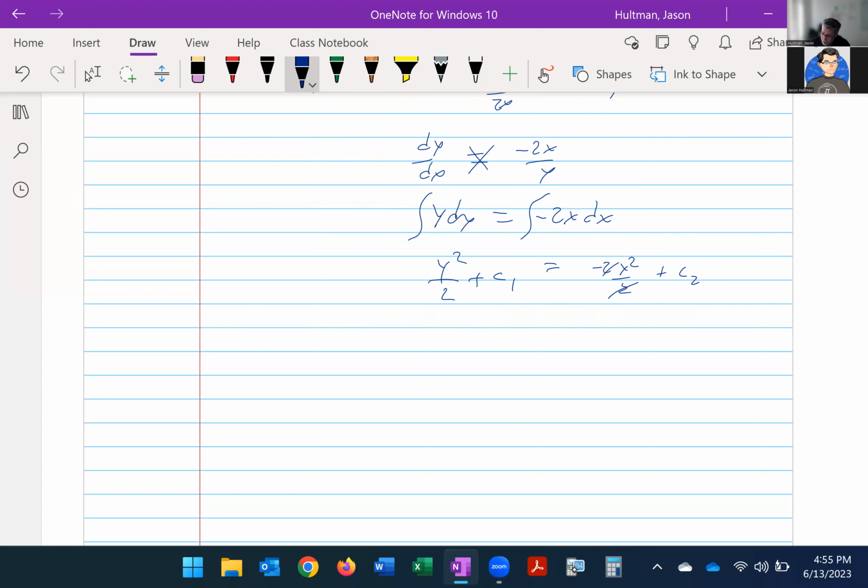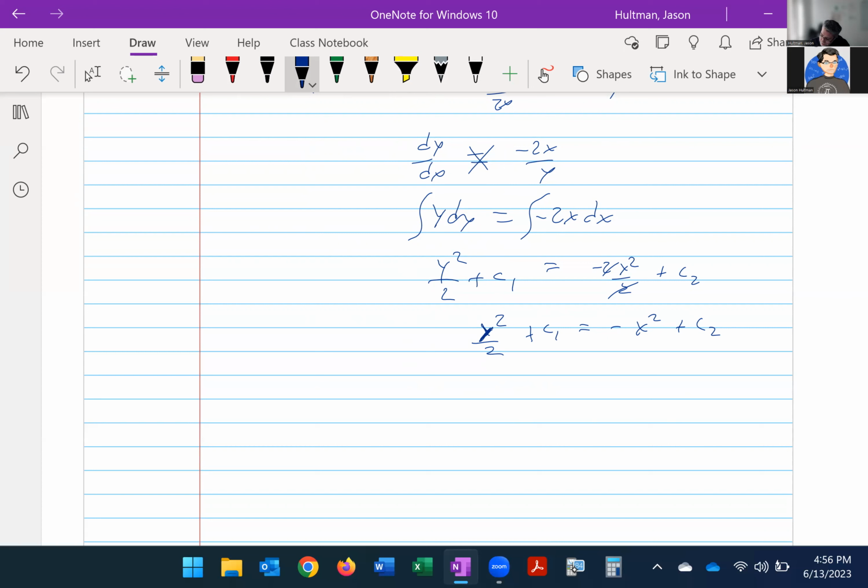Okay, so we integrated both sides. So we get y squared over 2 plus c1 is equal to negative x squared plus c2. Now let's clean that up a little bit. We got rid of the 2 on that side. Okay, so now let's clean that up a little bit.